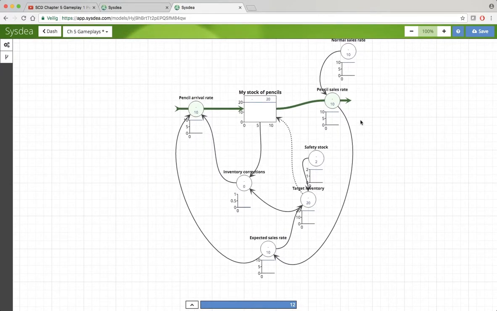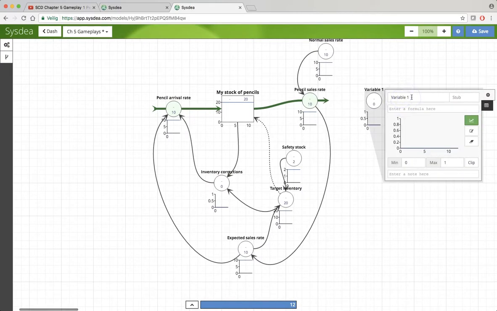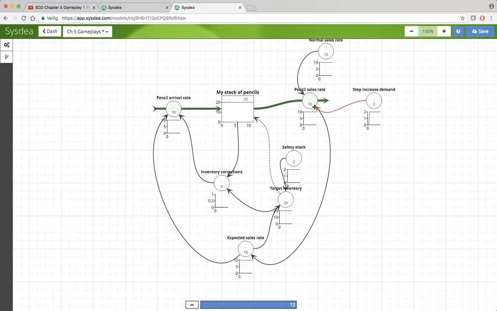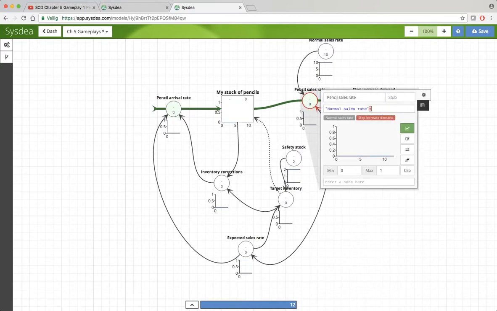So that's very nice to see what might happen if we would have some change, because let's have some change then. Let's have a step increase in demand, indeed a step function of 2 units after 2 time periods. So that means we increase the sales rate by 20%. And the question is then, what will happen to the pencil arrival rate?